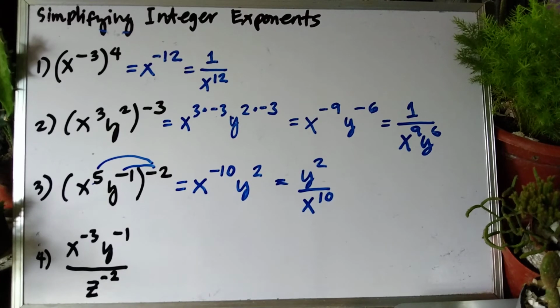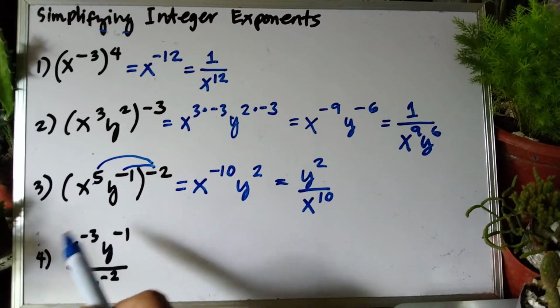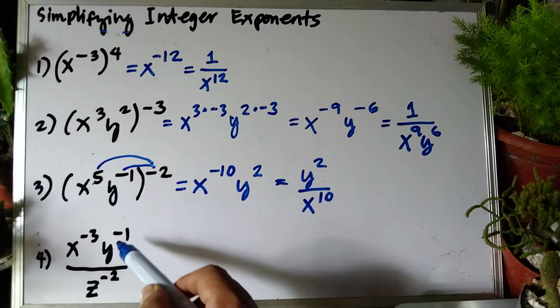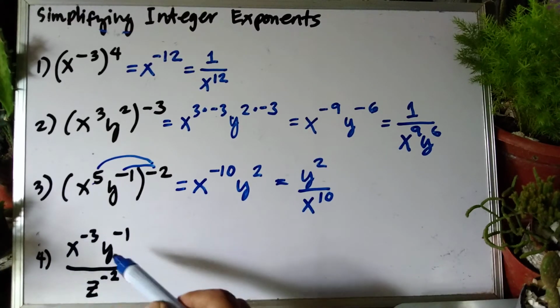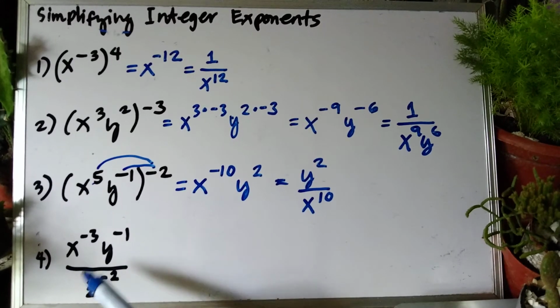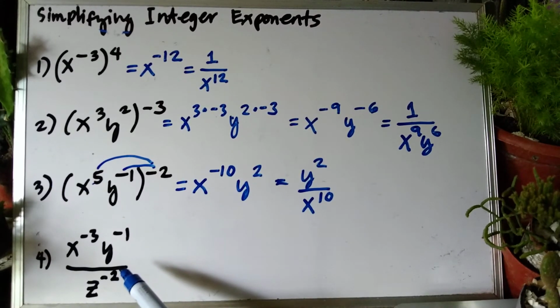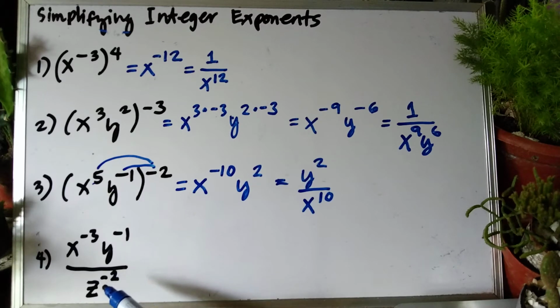Okay, number 4. You are given x to the power of negative 3, y to the power of negative 1 over z to the power of negative 2. Now, as you observe, dili sila pareha og base, no? X, Y, Z. Then, all of their exponents are negative. So, unsa to kung gisulti sa inyo nga technique? Kung asa nakabutang ang negative exponent, kung imo siyang ibalhin sa ubos or sa taas, ma-change jud iyang sign.